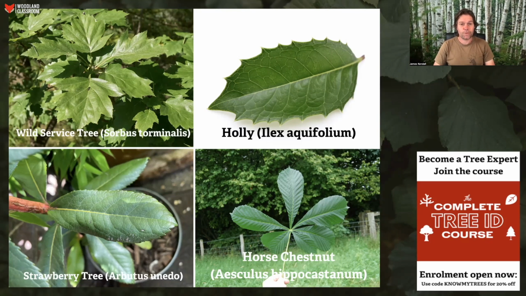And the last one is the strawberry tree, which is probably also argued to be the rarest native tree because it's native only to Western Ireland. And that is a weird leaf as well. It's a very waxy, kind of like a holly leaf, but also not spiky. Strange little leaf, that one. So a good one to know.